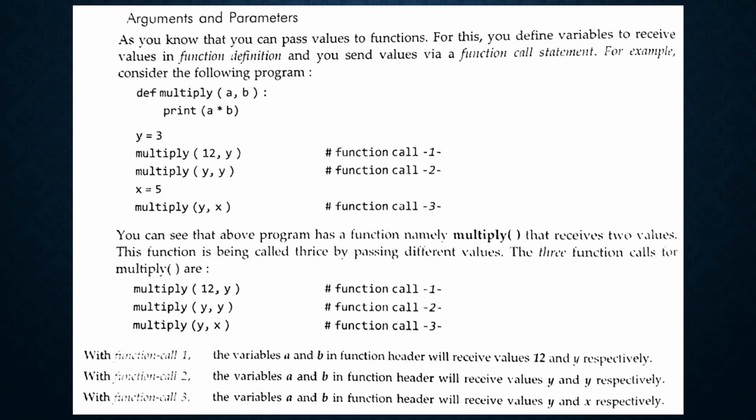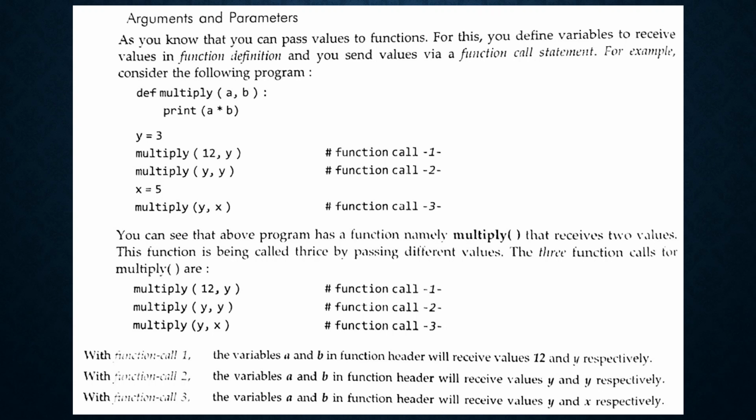The 3 function calls for multiply are, here it is given, multiply(12, y), multiply(y, y), multiply(y, x). With function call 1, the variables a and b in the function header will receive 12 and y respectively, that means 12 and 3. In the second function call, y comma y, 3 comma 3. And during function call 3, the variables a, b in the function header will receive 3 comma 5. So like this it will execute.